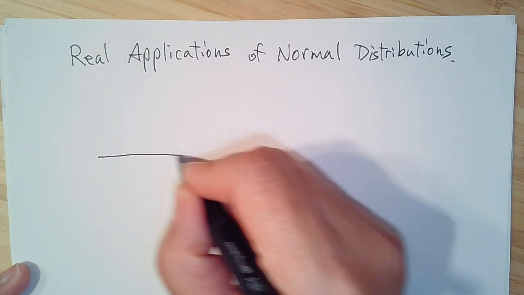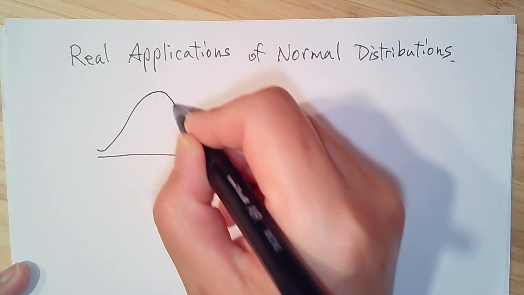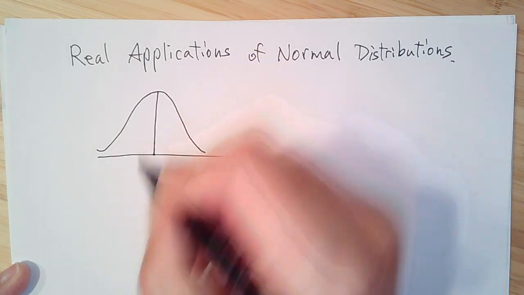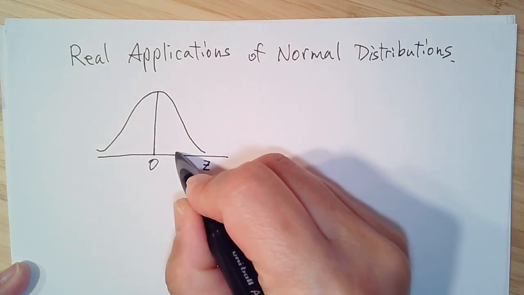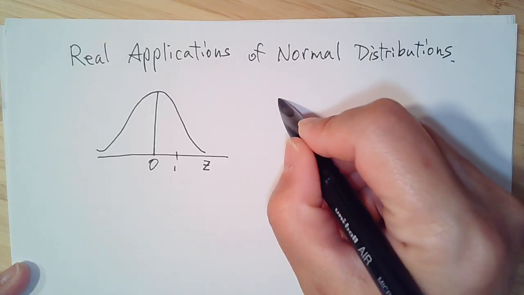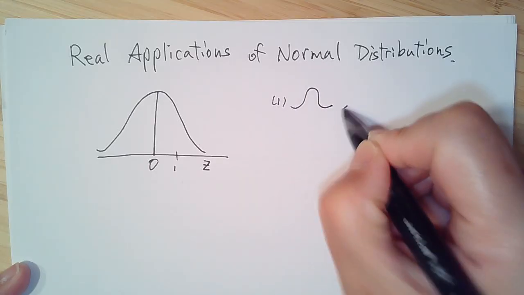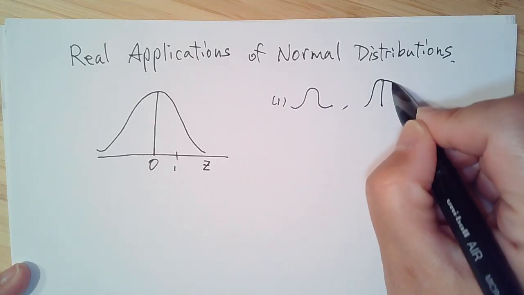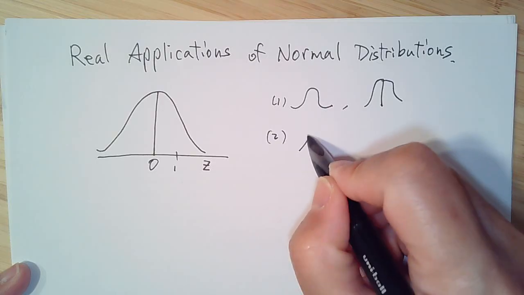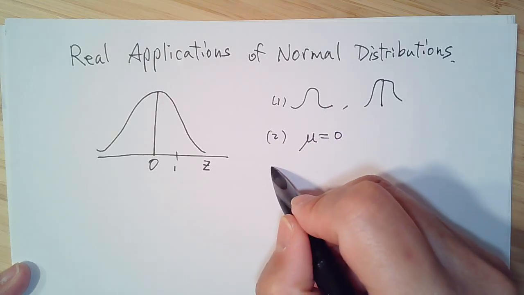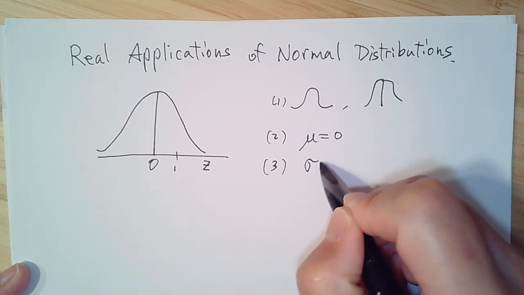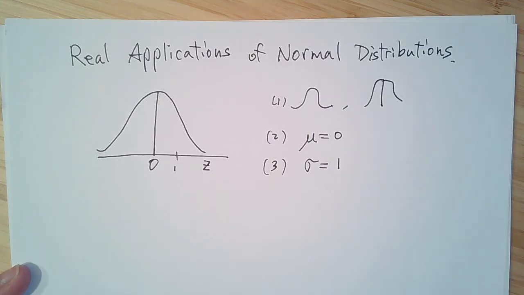If you quickly review, this is a standard normal distribution. We put a z here. The first property is that it's bell-shaped and symmetric. The second is that mu is 0, and the third is that sigma is 1. This is the standard normal distribution.